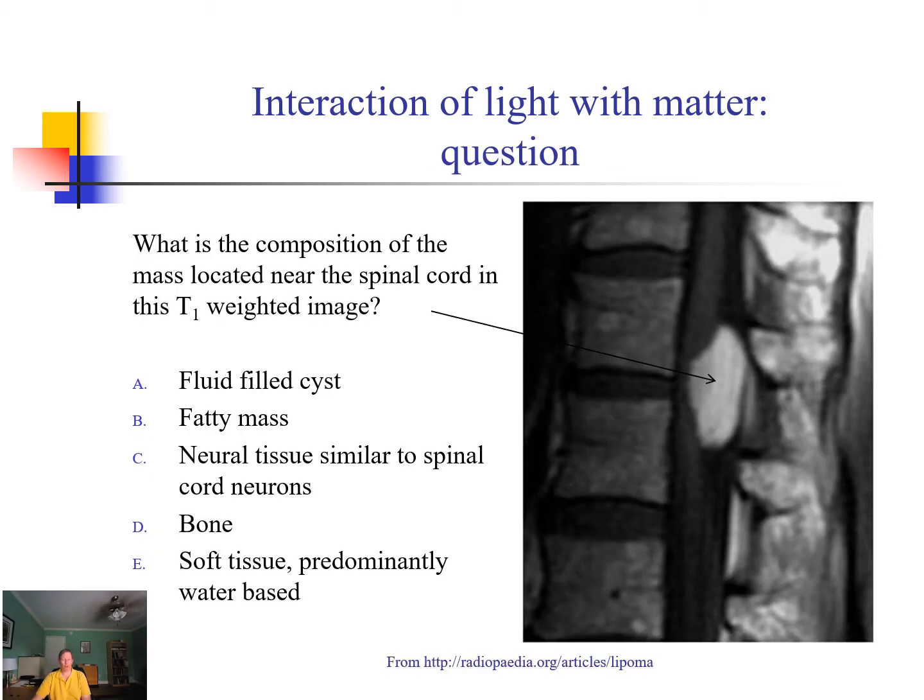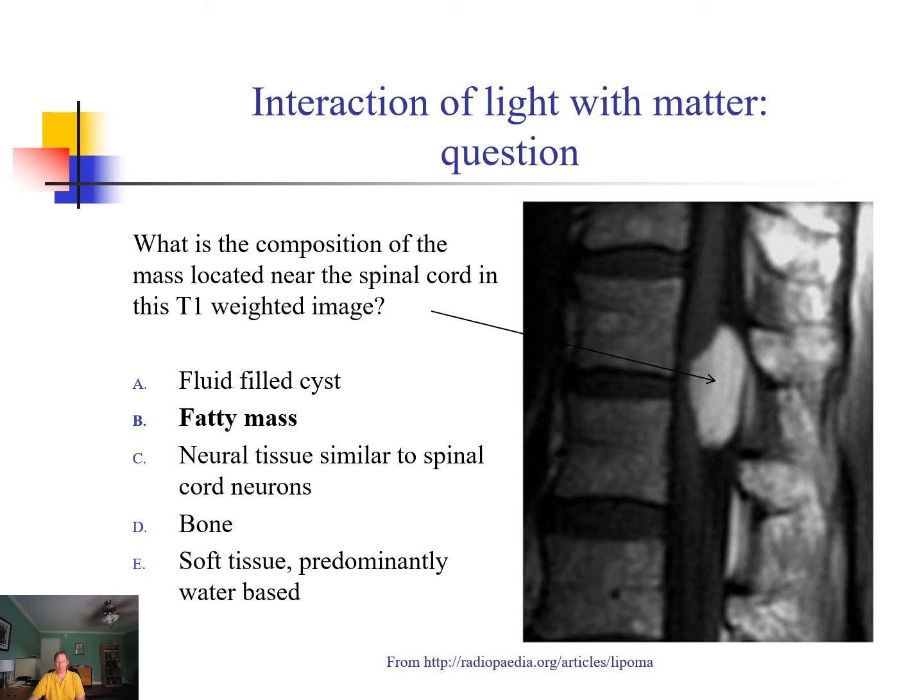So let me ask you a question. Here's an MRI image, and this MRI image is of the spine. You can see the vertebral bodies and the discs and the spinal cord. And here's some sort of a mass. Which of the following do you think that this mass is maybe made out of? Do you think it's a fluid-filled cyst, or a fatty mass, or tissue that's similar to the spinal cord neurons? Do you think it's bone? Or do you think it's predominantly a water-based soft tissue?